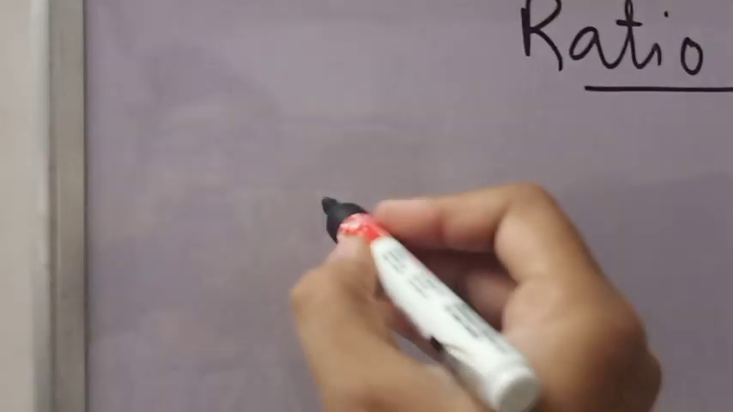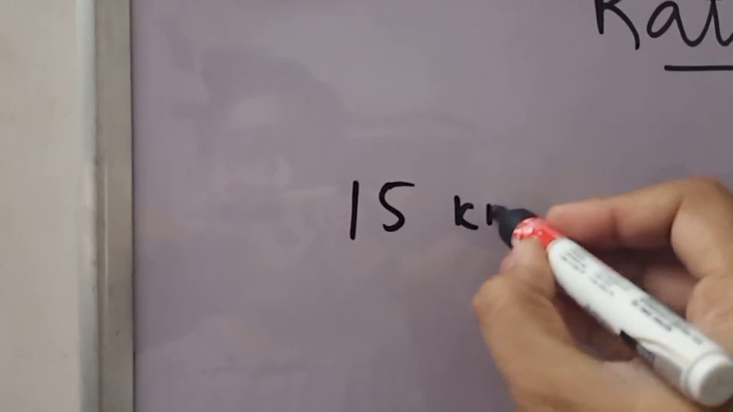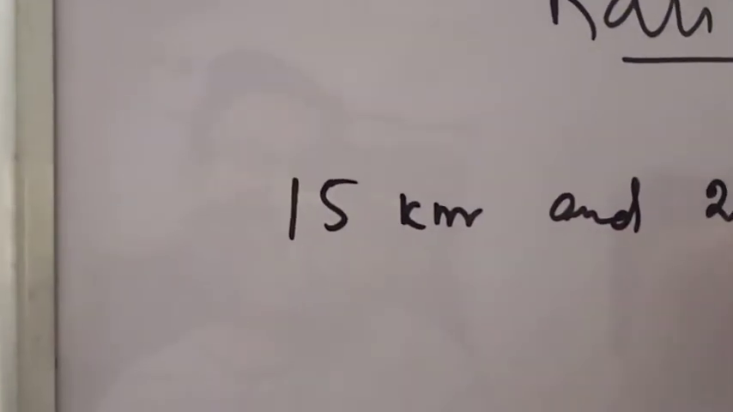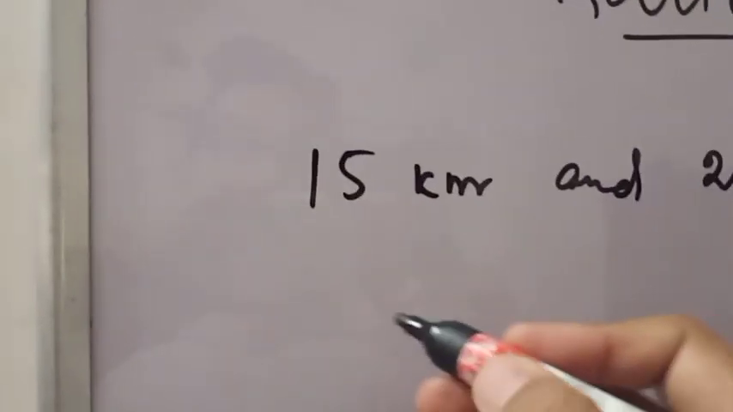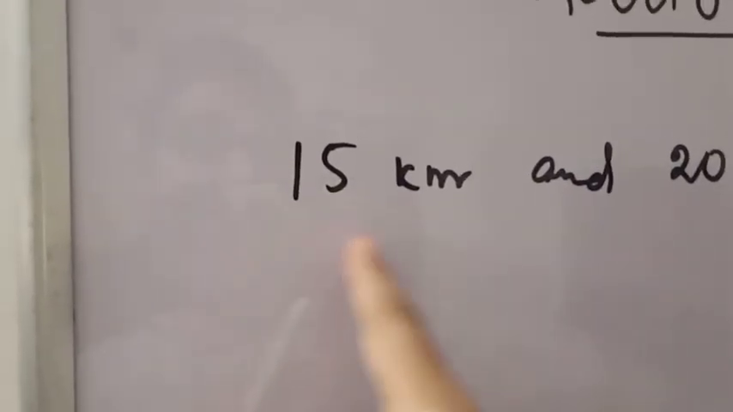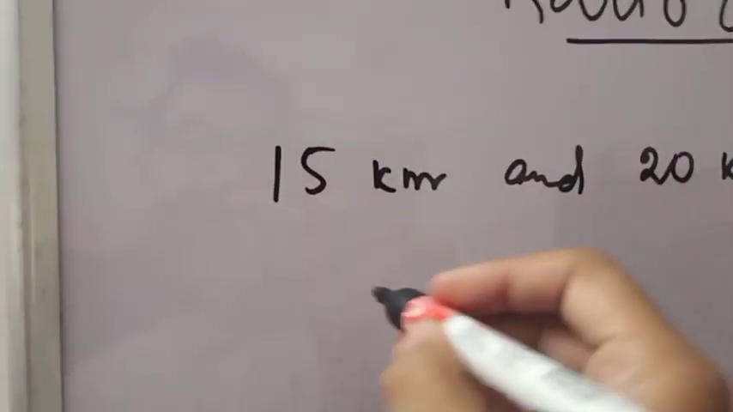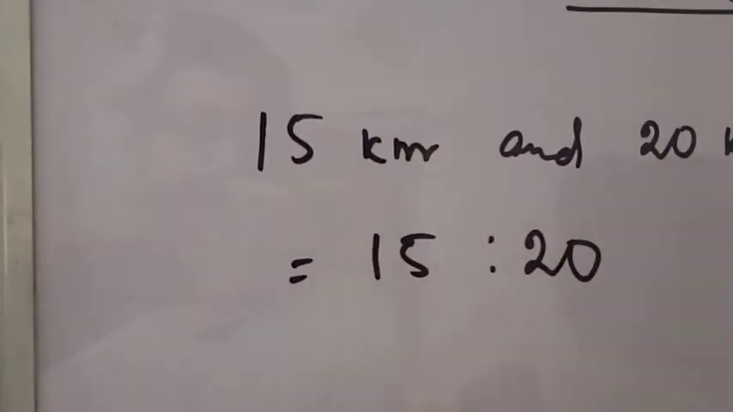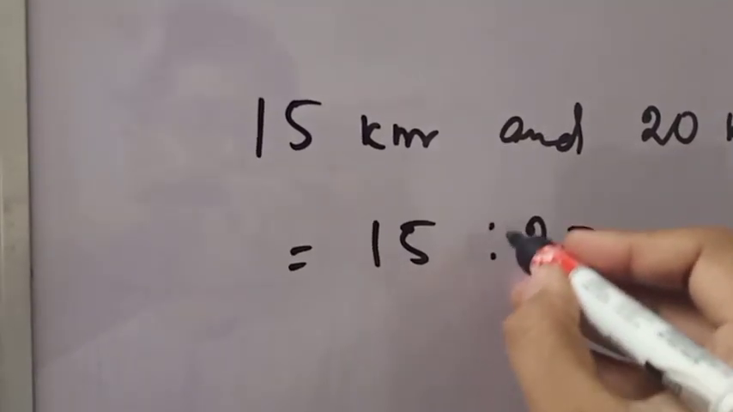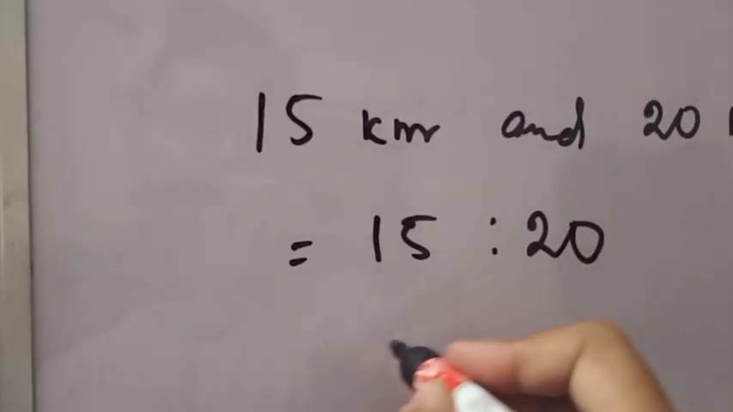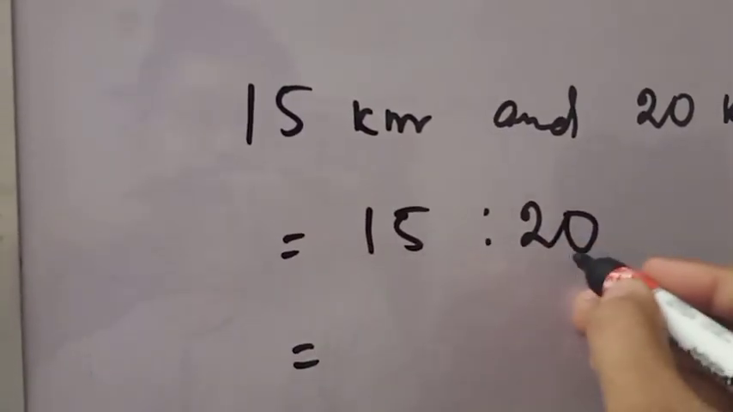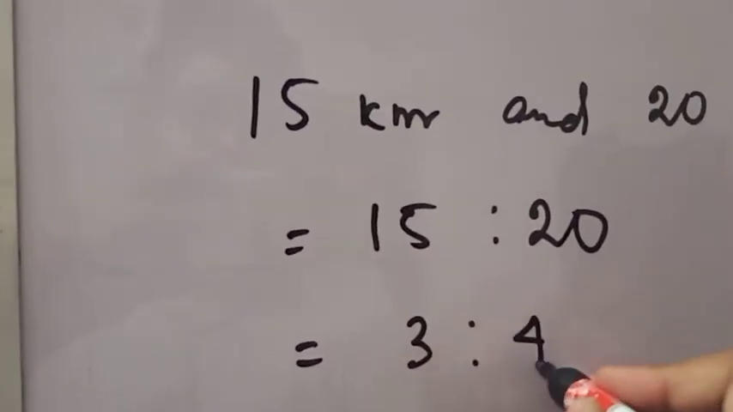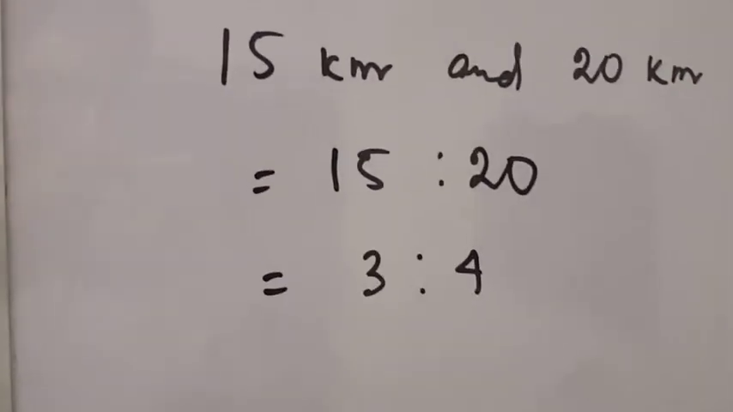For example, 15 km and 20 km. If we find the ratio of these two things, that is 15 km and 20 km, then we can write 15 is to 20. This sign is called "is to". So if we divide by 5, then we can write 3 is to 4.